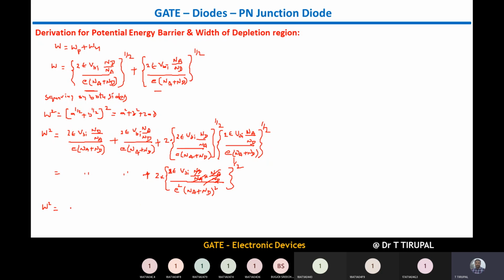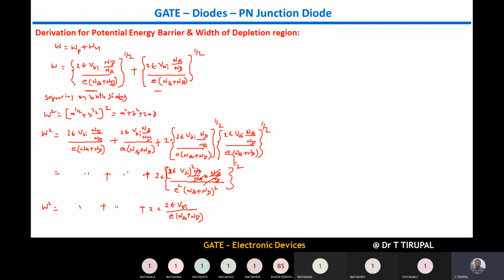W square is equal to first term is same, second term is same, plus 2 times of, what remains here? 2 times of 2 epsilon VBI divided by square root of E square. Here also 2 epsilon VBI squared. The square root gets cancelled. Here the E square root cancels. E into NA plus ND.